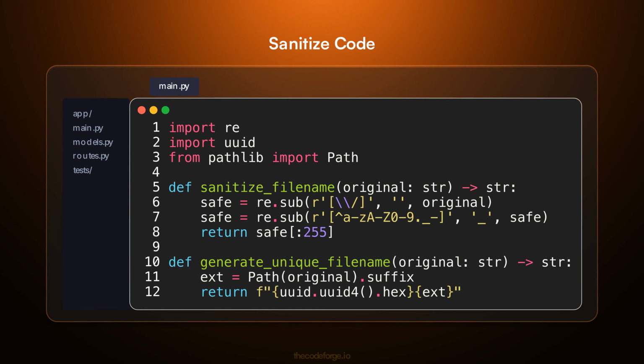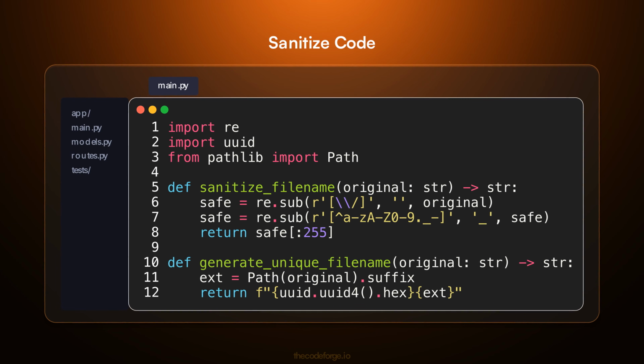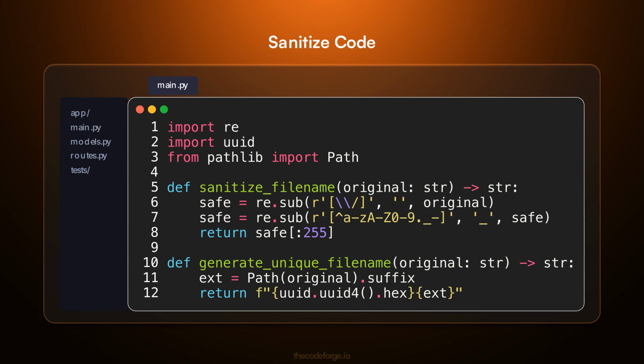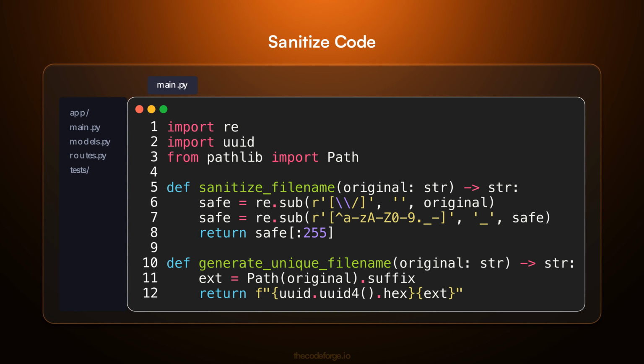The sanitize_filename function removes directory separators and replaces unsafe characters. The generate_unique_filename function creates a UUID-based name while preserving the file extension. Best practice is to never use the original file name on disk.